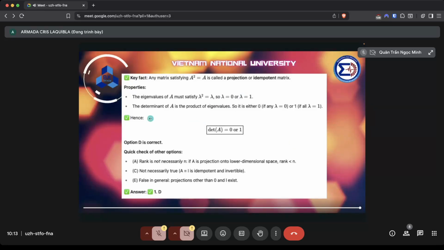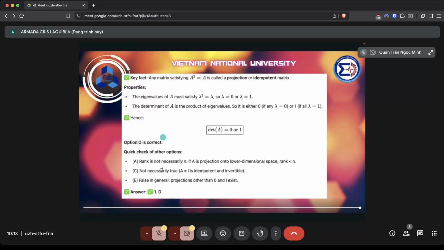Now, the determinant of A is the product of the eigenvalues. Again, the determinant of A is the product of eigenvalues. So it is either 0 if any lambda is 0, or it is 1 if all the lambdas are equal to 1. When you multiply the eigenvalues here, that will be the determinant of A. So 0 times 1 is 0, and if all of them are 1, it's 1. So the determinant of A is 0 or 1. The answer is D, which is correct.